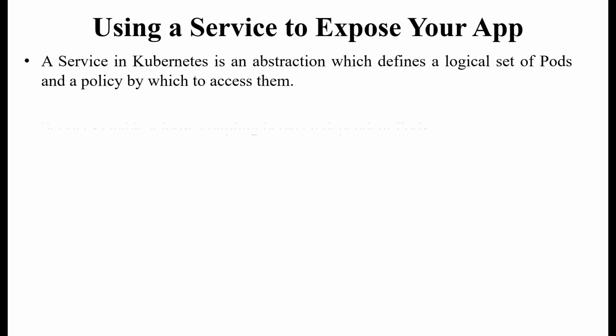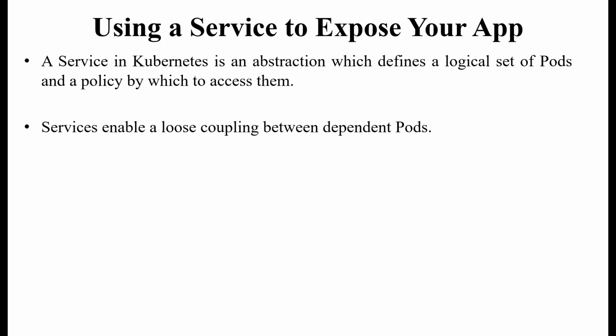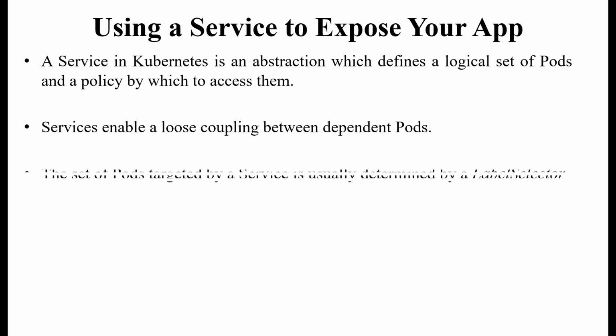The service in Kubernetes is an abstraction which defines a logical set of pods and the policy by which to access them. Services enable a loose coupling between the dependent pods. So if one pod is deleted, that means the pod URL is lost from the service URL. Then a new pod is launched, which means the new pod URL is required to register with the service. So that is loose coupling with the dependent pods.